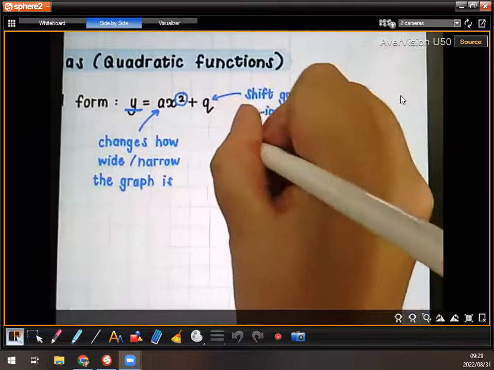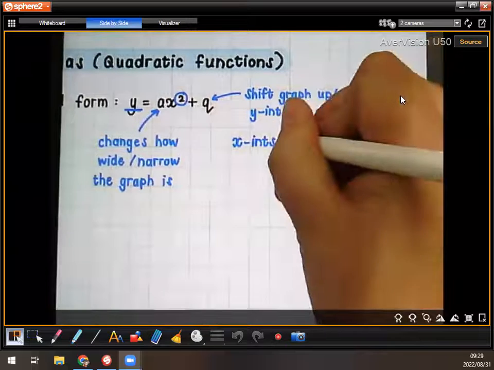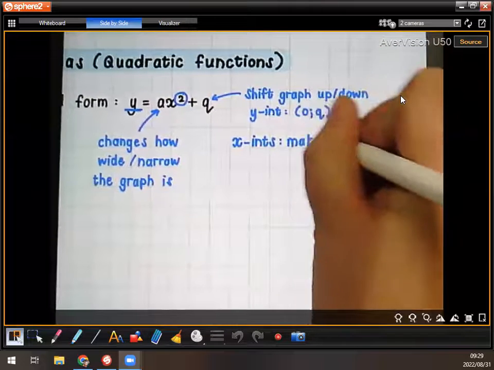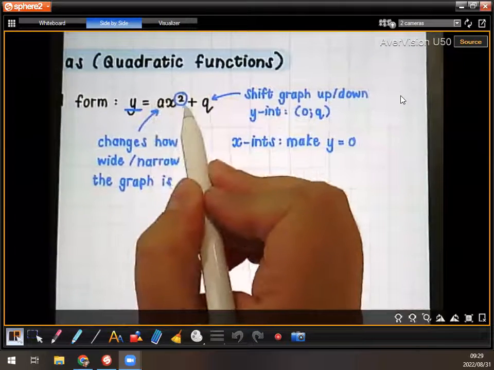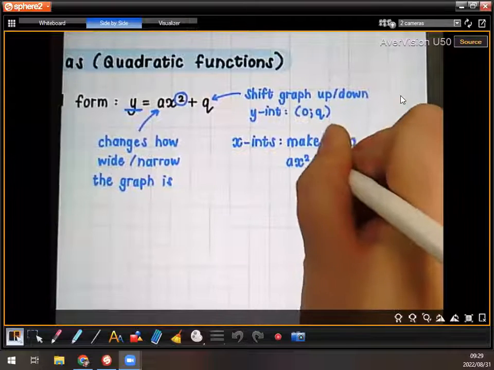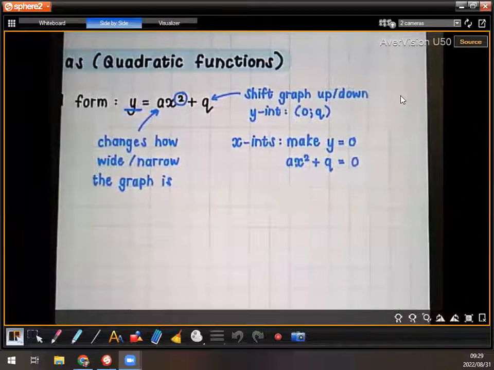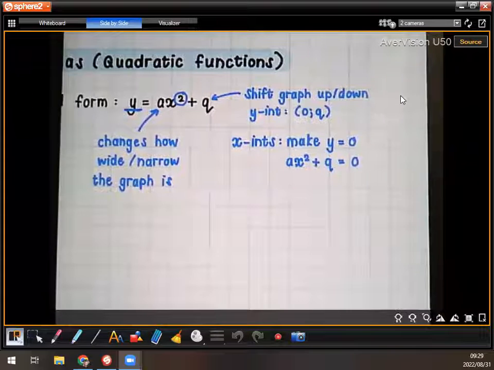But to get your x-intercepts, guys, how did we calculate the x-intercept for a straight line graph? We made y equal to 0. We're going to do the same thing here. Make y equal to 0, and then that is going to give us a quadratic equation that we must solve. All right? So we're going to have ax squared plus q equal to 0. So guys, with the quadratic equation, we're going to have to factorize and solve for x, right? So you are going to get two x values. I'll show you what to do if you don't.